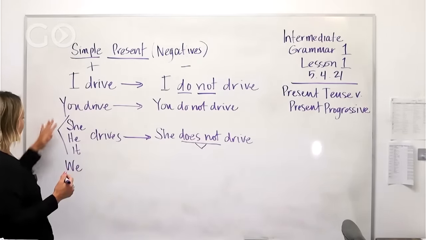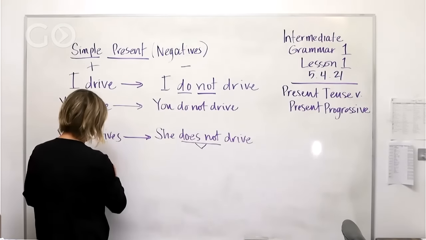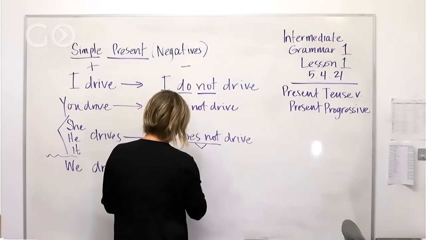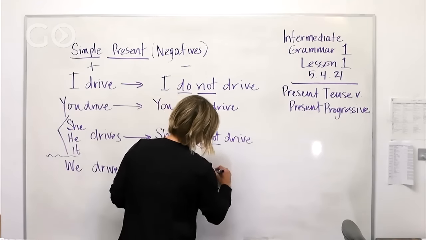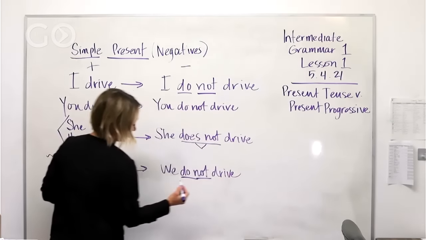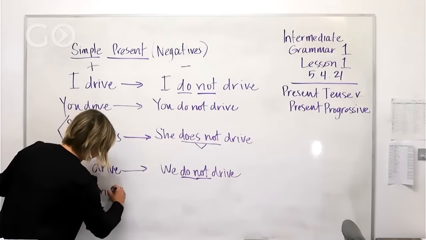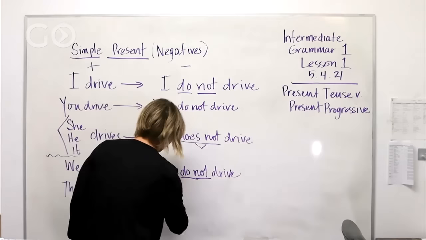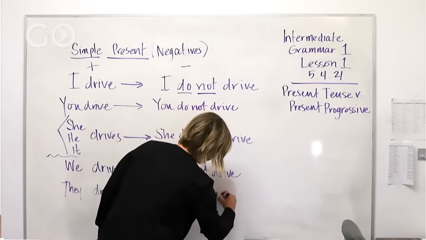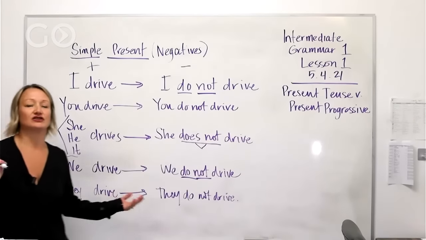Great. Okay, so we've got all the singular ones here. We'll do a little separation because these are the plurals. We drive, just like those other ones, you guys. We do not drive. And finally, they drive goes to simply they do not drive. It's getting a little tricky to write down at the bottom of the board like that. Okay, so they drive goes to they do not drive.